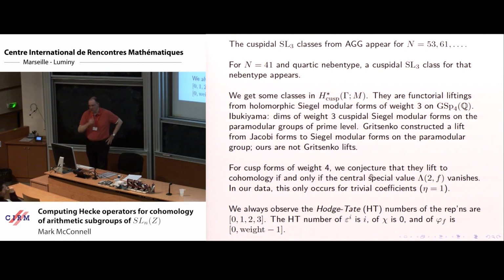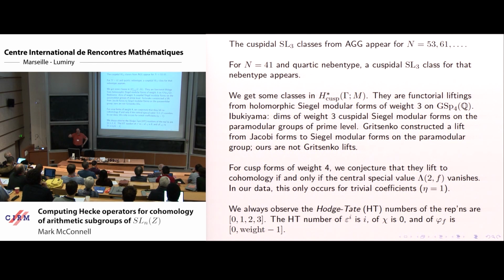Another thing interesting related to the questions of Gauss classes is that we look for places where Galois representations from cusp forms of weight 4 seem to lift into our cohomology. Classical cusp forms of weight 4, we want to see when they lift into our SL_4 cohomology. According to the data, they seem to lift only when we've got trivial coefficients and when the central special value of that L-function vanishes. So again, it's a connection to those classes.